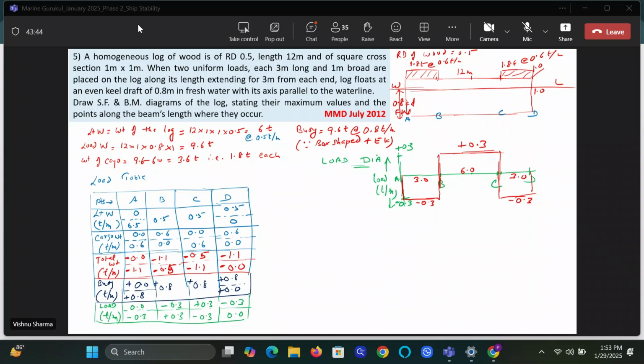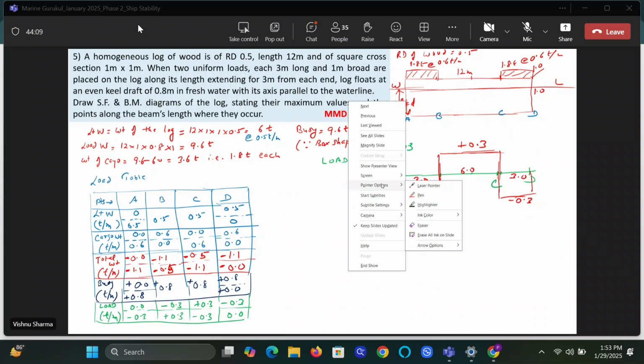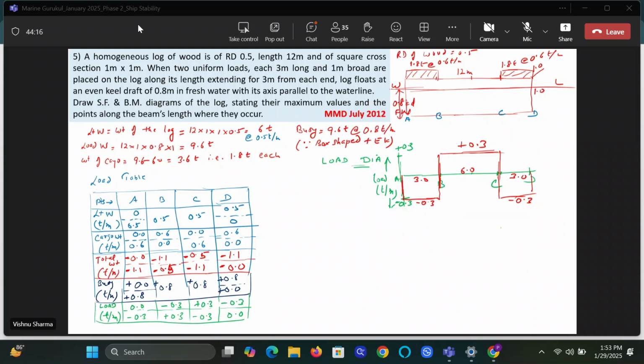Is this the load diagram, guys? Yes or no? Yes, sir. Everybody is good with the load diagram, class? Tell me. Okay. How many points minimum are required for the SF table, class? 4, same as your load. Okay, please make the table for the SF table.